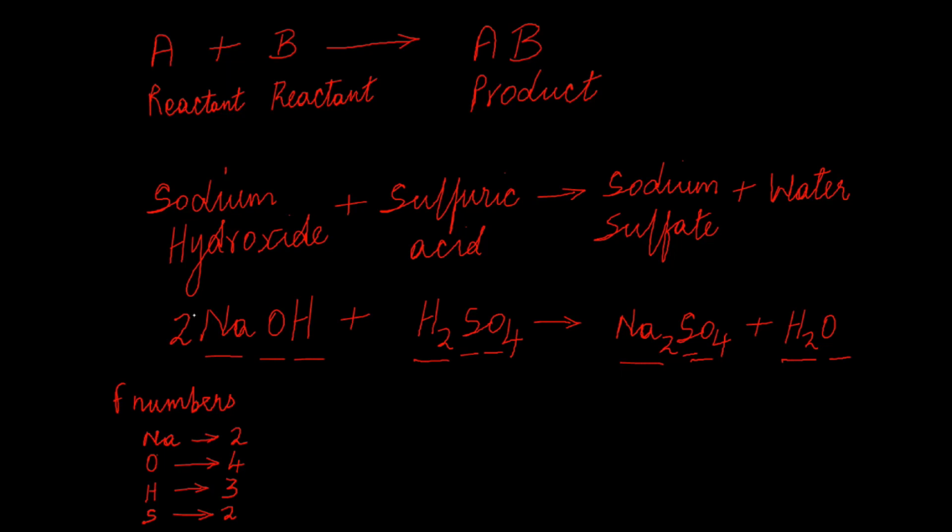Now what will you balance next? Sulfur. Sulfur is balanced already, 1 and 1. Clear? Then you balance hydrogen. Now hydrogen, 2 plus 2, 4. Your hydrogen is only 2, right? So if we put 2 here, hydrogen becomes 4 on each side. Can you understand that? And now finally we have to balance the oxygen with the highest F number. Now oxygen, how many on the left hand side? 2 plus 4, 6.